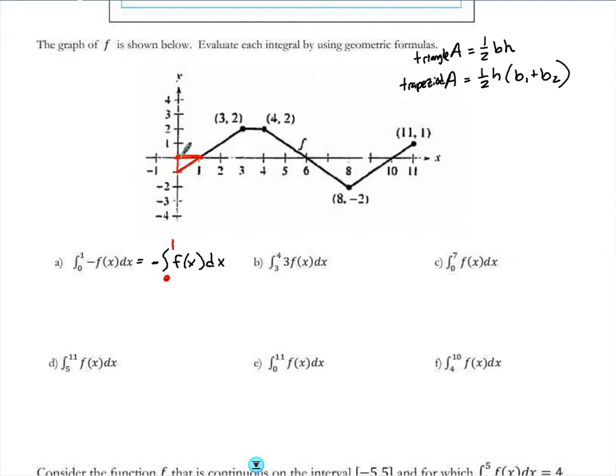So when I look at this right triangle, it has a height of 1 and a base of 1. Therefore, 1 times 1 times 1/2 would be 1/2, and because there's a negative out in front, I would have a negative of a negative 1/2, so that would be equal to positive 1/2 area.